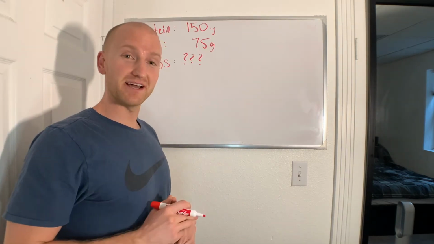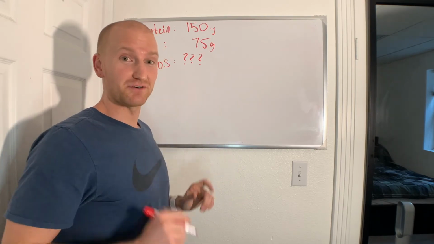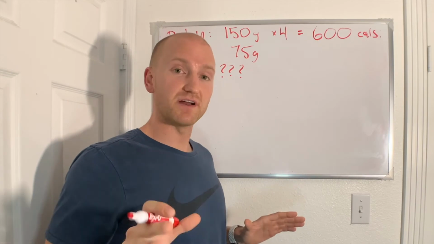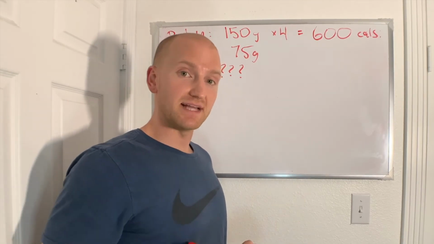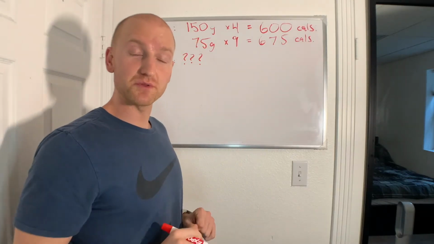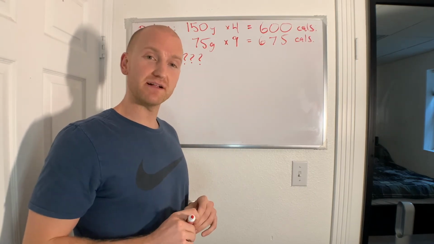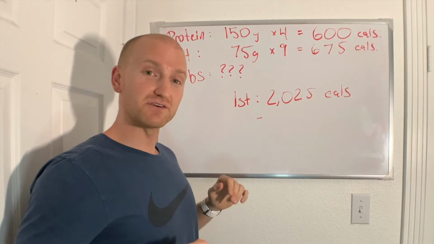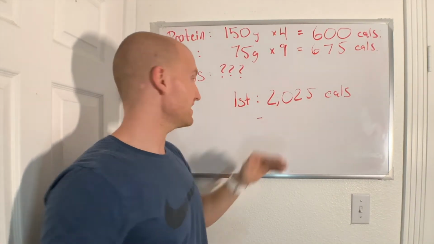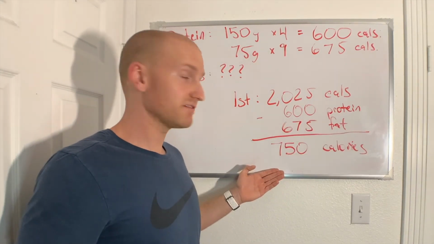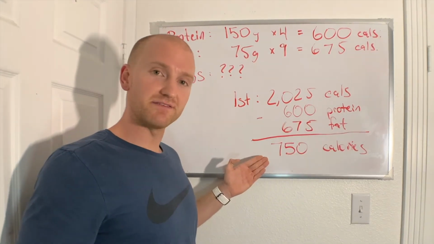All right, so now we're going to calculate how many carbs we actually need in our first week of dieting. So we know that 1 gram of protein is 4 calories. And we know for every gram of fat we consume is 9 calories. All right, so now let's total these up, subtract them from our first week's calories, and then the remaining amount of calories will be our carbohydrates. Again, our first week of calories will be 2,025, subtracting the protein and also the fat calories. And the remaining amount for carbohydrates will be 750 calories.